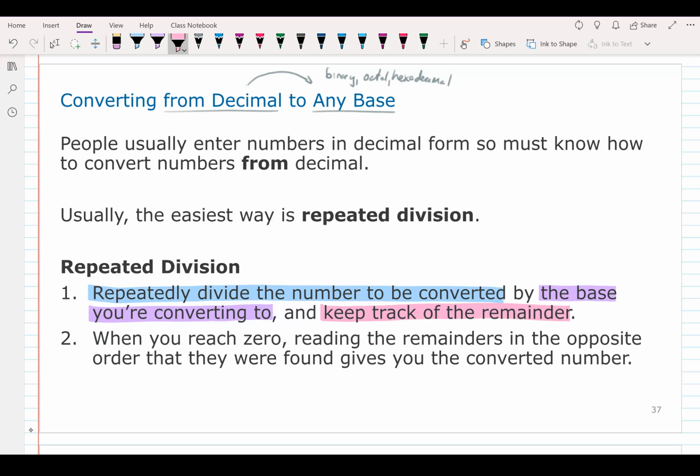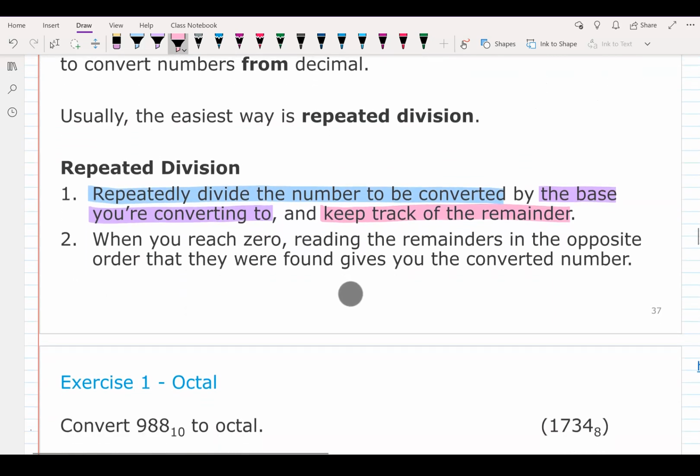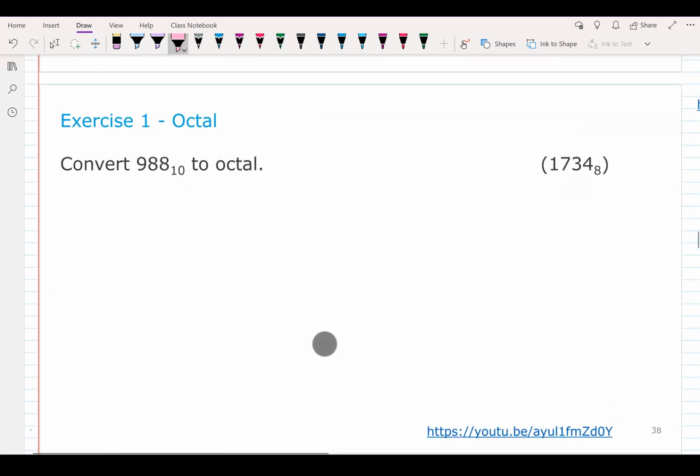And then second step, when you reach 0, read the remainders in the opposite order that they were found, and it will give you the converted number. So really, it's only going to get us so far to actually understand the steps by reading them out. But I wanted to read them out so that you have an idea where we're going with this. But let's just go ahead and see an example.